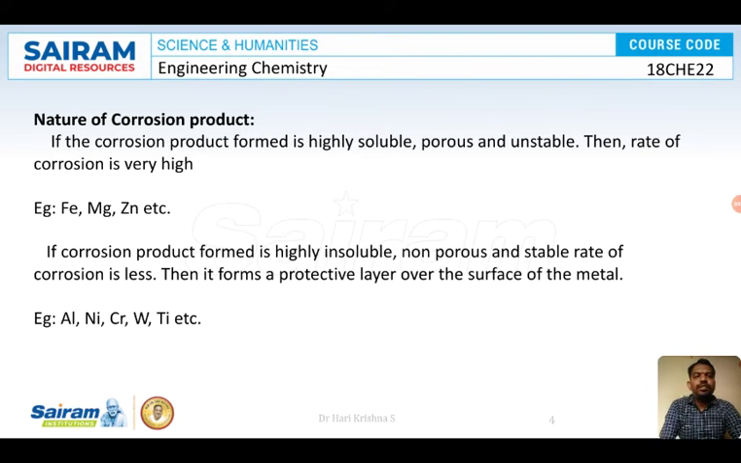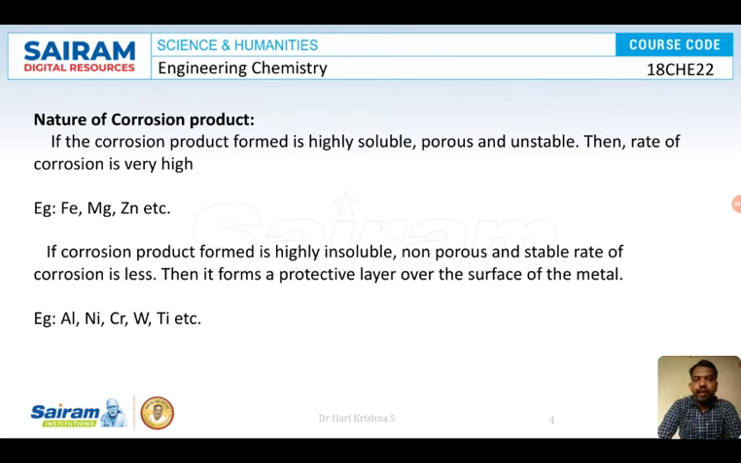The next factor is the nature of the corrosion product. Any reaction that occurs in nature will produce a product, so A plus B gives C, right? Even corrosion produces some product. Metal iron undergoes corrosion to give rust. Aluminum undergoes corrosion to give aluminum oxide. Metals undergo corrosion to give the respective oxides or sulfides or nitrides. So even the product of corrosion has an impact on the rate of corrosion.